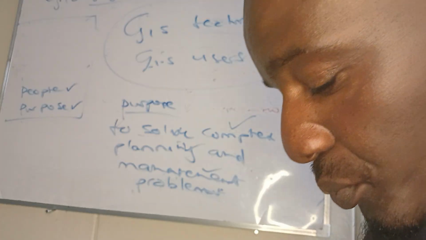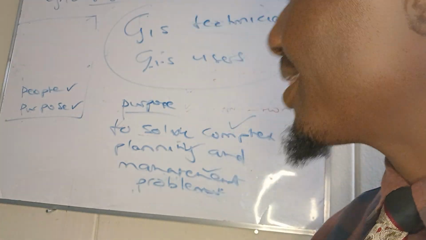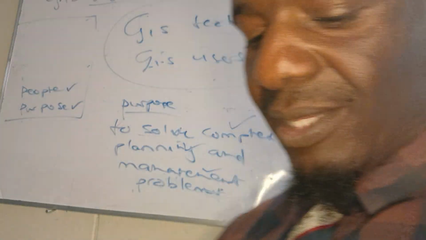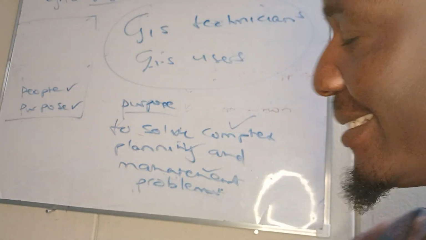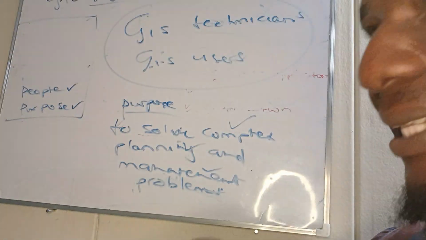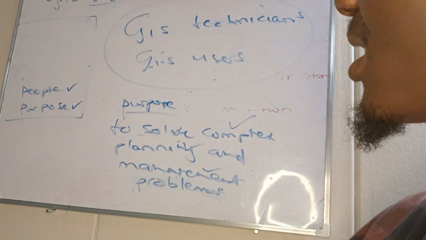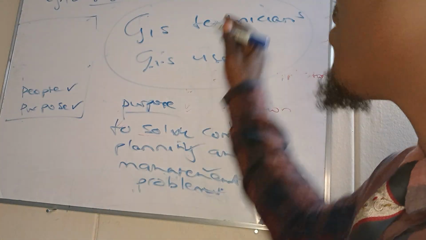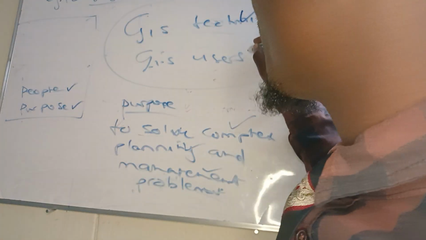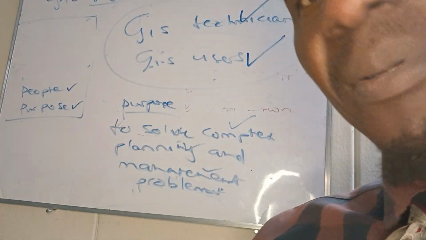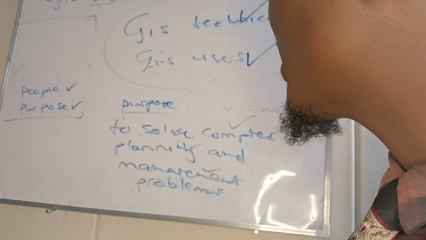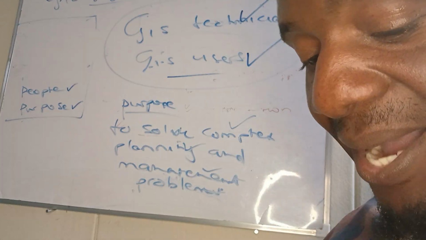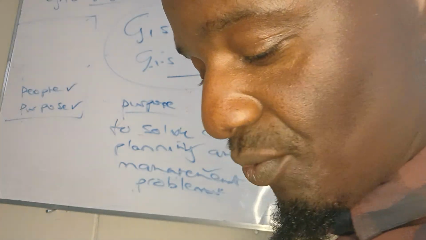We also talked about the functions, where we say that there's capturing that is taking place, management, manipulation of information, analysis, modeling, display of information. That is some of the functions of GIS. Then we also looked at the people that are involved, where we say that we have got GIS technicians, we have got different GIS users like urban planners, we have got cartographers, of course, they also make use of GIS, among other people that can actually make use of that, okay.